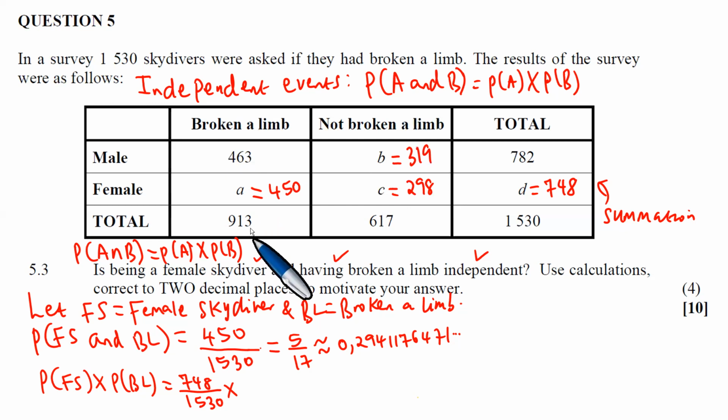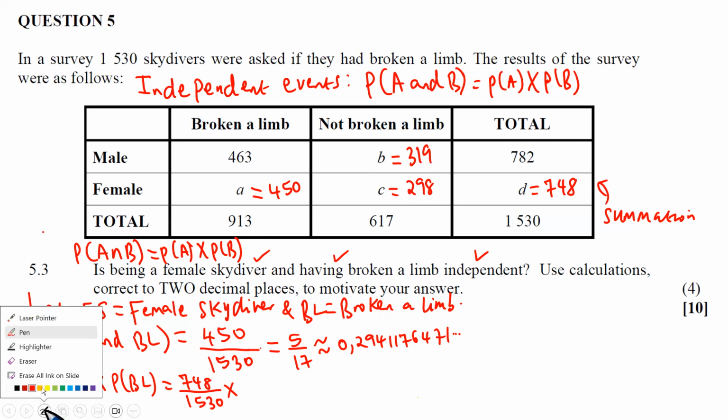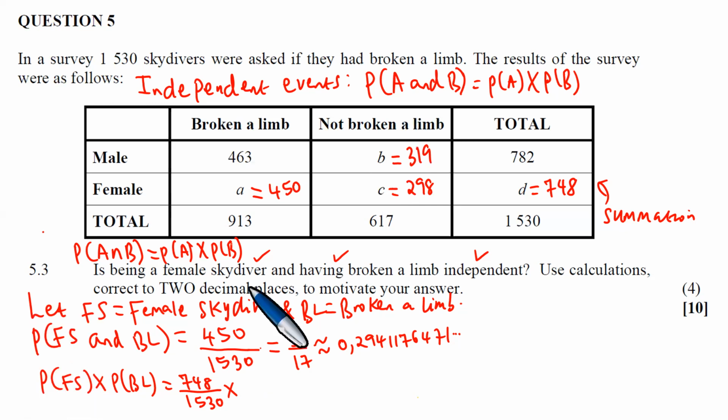Total broken limb is this one: 913, 913. Right, so we're good. Broken limb is going to be 913. I write that one down. Divided by, so let me shift the screen a little bit here. These numbers are going to get mixed up. And now, obviously, when you find the probability, divide by the total of everything. Use a calculator, it is 0.29. Full stop.